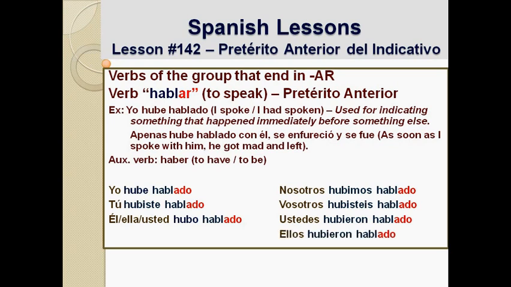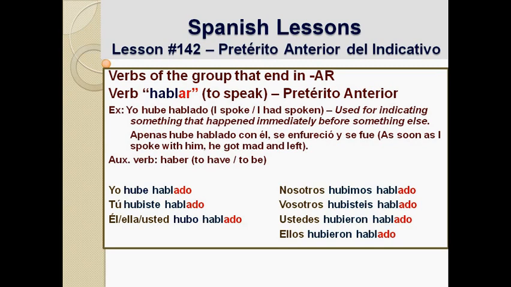Remember that usted conjugates the same as él or ella, but usted means you, the formal way of addressing you, or tú. And vosotros and ustedes are synonyms, but they conjugate differently, right? Vosotros is a subject pronoun that is used in Spain, and ustedes is the one that is used in Latin America. So let's begin. Yo hube hablado.